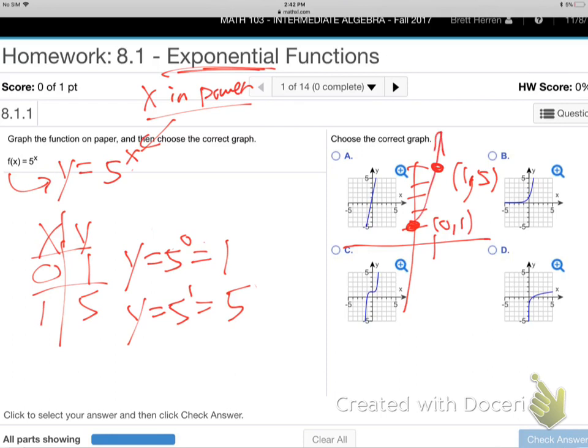So it looks like that, doesn't it? So it's B, isn't it? So see what I did there? I just found 2 points, played connect the dots. There we go.